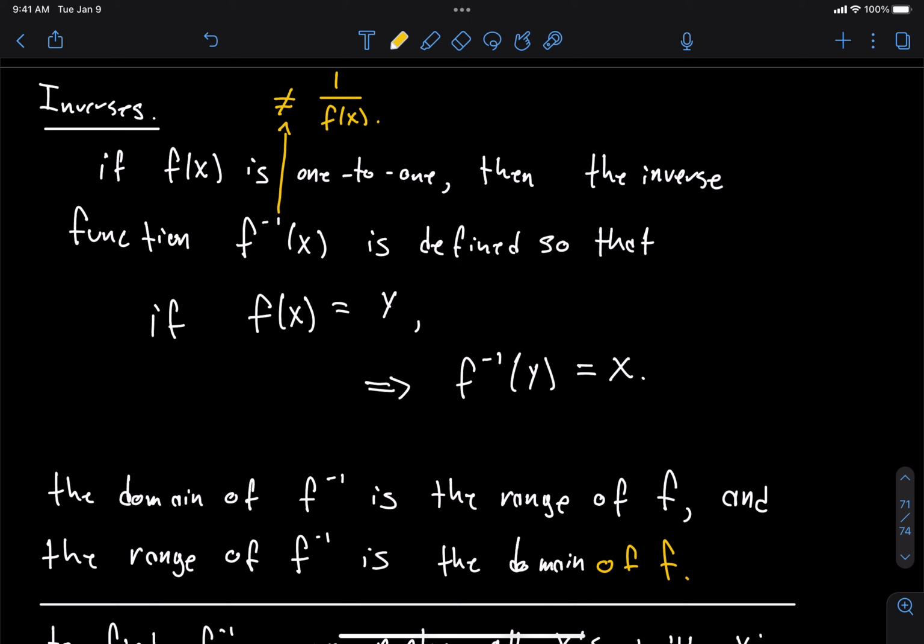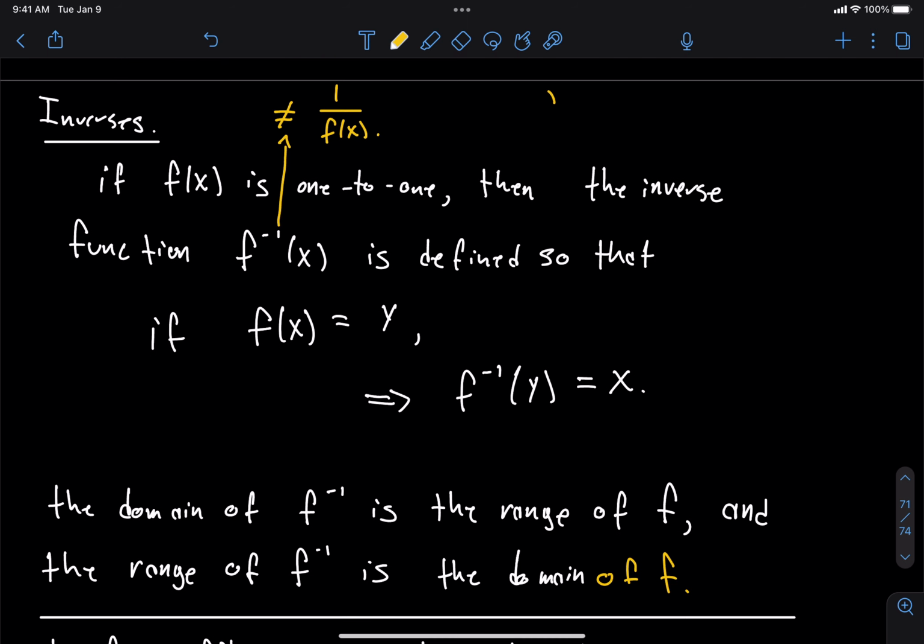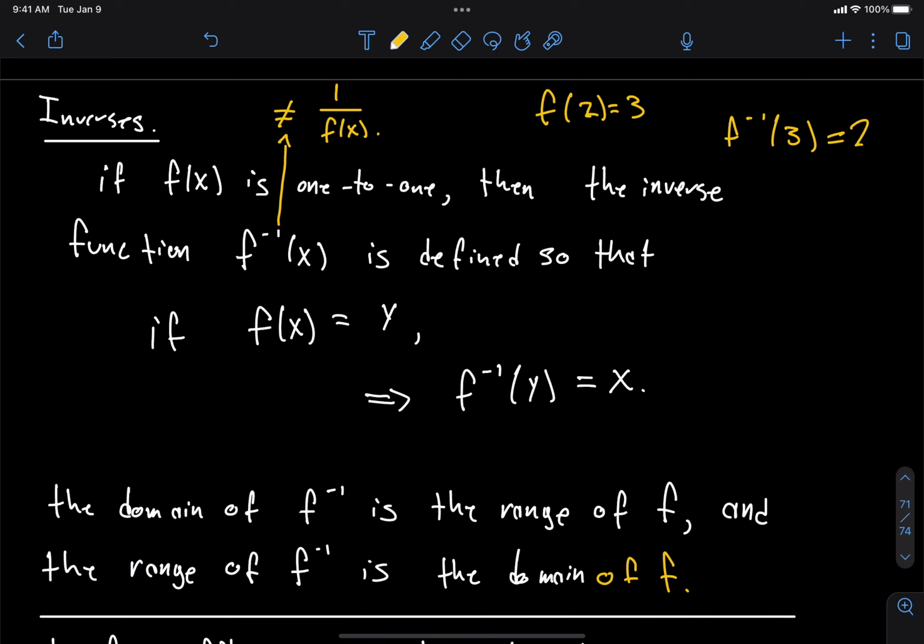So, loosely speaking, if we have a function f of x and f of 2 equals 3, then I immediately know what f inverse of 3 is going to be. What is it going to be? 2, right? Okay, so that's how the inverse function works.